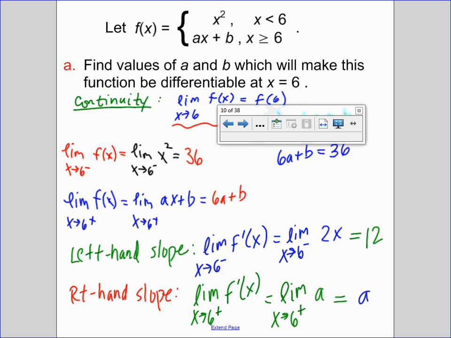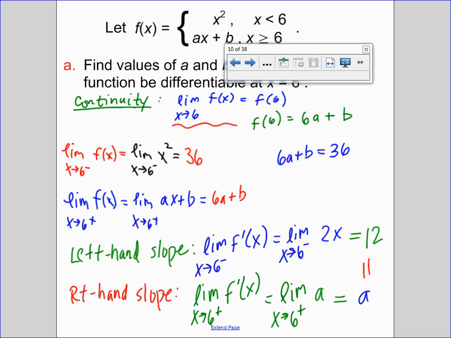For the function to be differentiable, I need the left-hand slope to match the right-hand slope. So I need a to equal 12. Notice how we haven't wrecked the train tracks? That's a regular equal. A does equal 12. You can get there from here. So if a equals 12, then a equals 12.